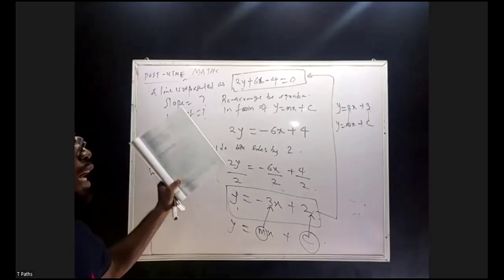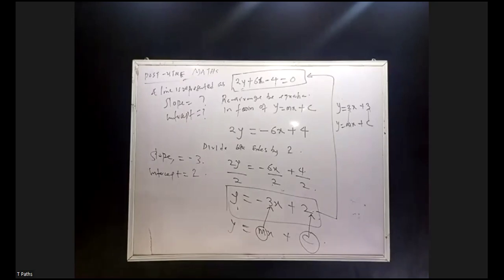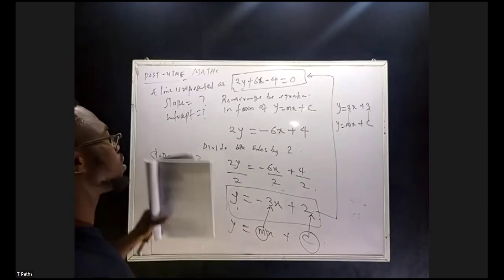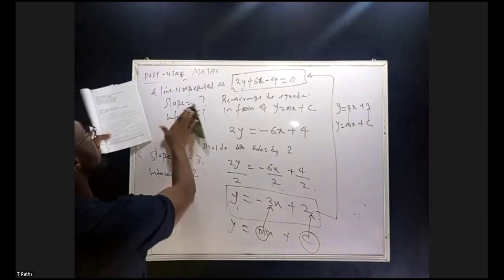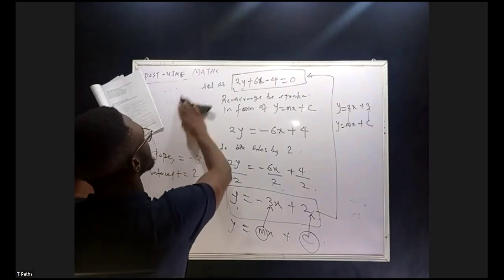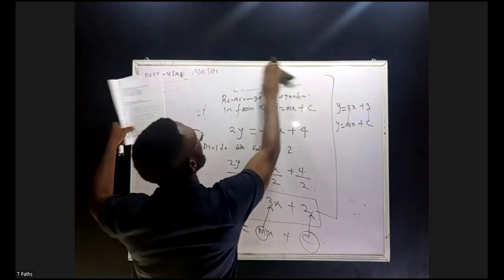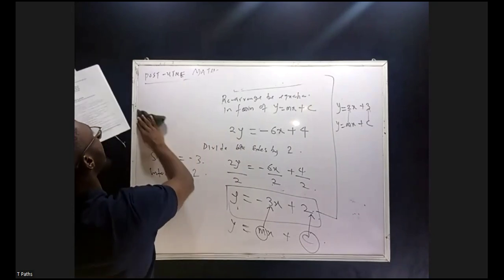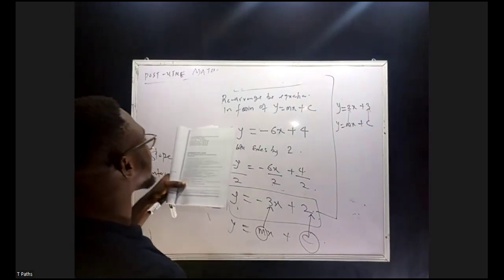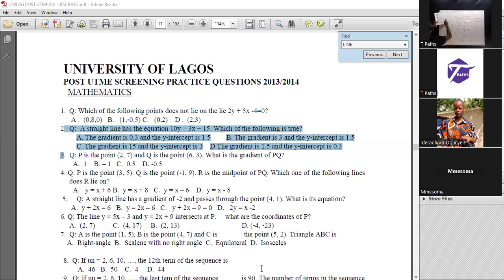In case you write this on the board, while I go on to the next question, some of you can start solving it. Those that have written this, you can start solving that. So, what are we given? We are given that a straight line has an equation of 10y plus 3x plus 5.